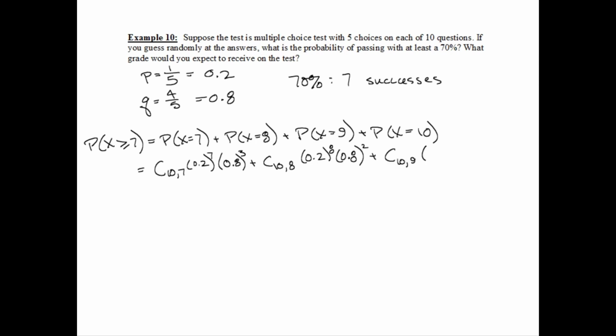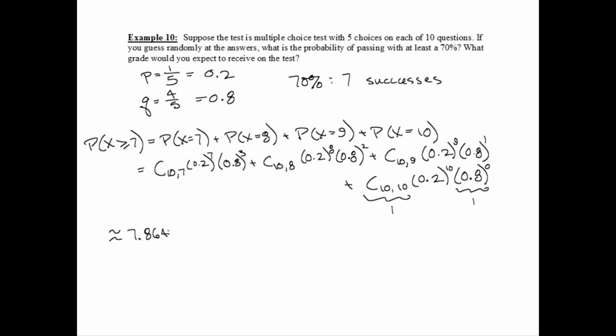Combination 10, 9, 9 successes, so 1 failure. And then last, combination 10, 10, which remember will be 1. 0.2 to the 10th, therefore 0.8 to the 0th. Remember, any non-zero number to the 0th is 1, so we could put in 1 for that as well as for here. Punch these in. I'm just going to write down the numbers for each so that you can check yourself. You'll see we get some pretty small numbers here.